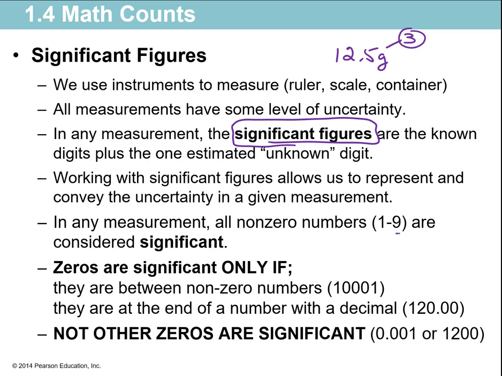These are all considered measured values. All numbers from 1 to 9 are always significant. So it doesn't matter if I have 1,234,567, all of those would be considered significant. Any number from 1 to 9 is considered significant in your measured numbers. So really, it's only the zeros that cause problems, because zeros sometimes just tell you the size of the number. Sometimes they just hold the decimal place. Sometimes they just indicate a relative size, but they're not actually a measured number.